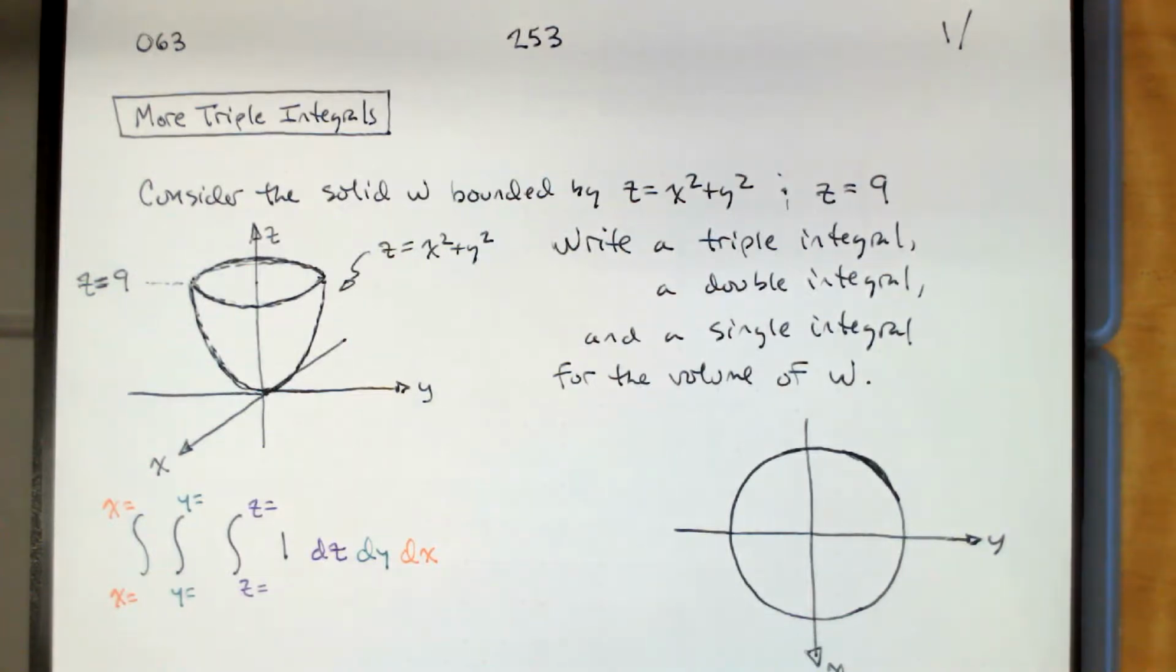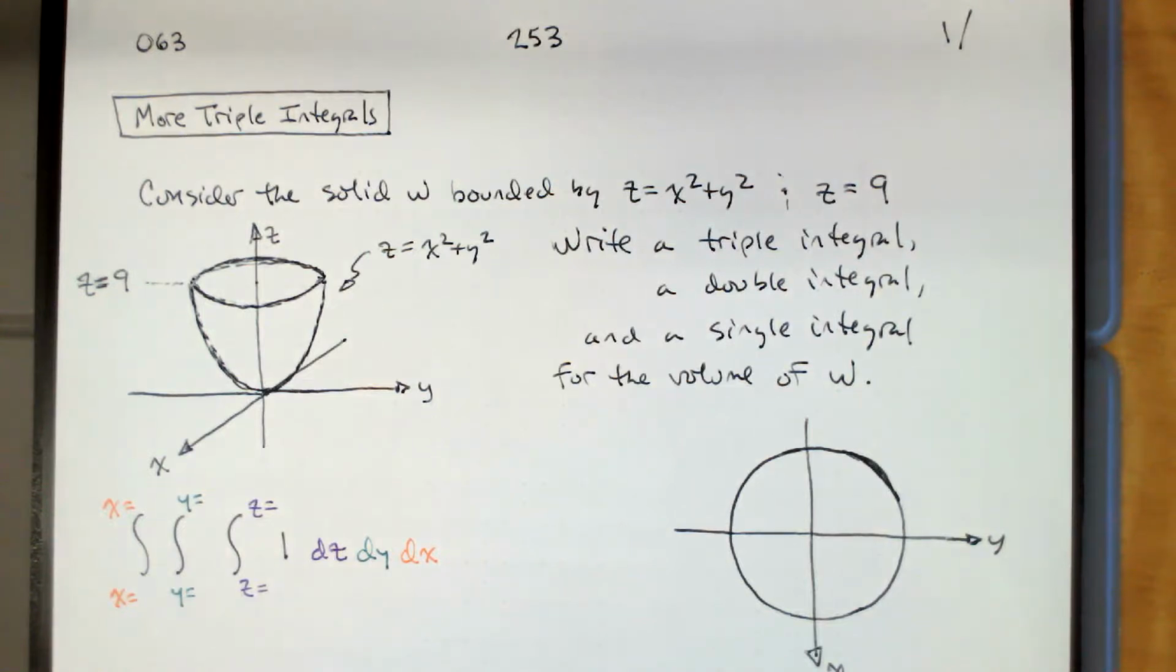So let's take a look at the integrals that we can write. Now, I've decided that I want to write this triple integral as dz, dy, dx. Another way we could go is dz, dx, dy. Those are the two most reasonable triple integrals that we can do, because the most complicated stuff is happening top to bottom. But we should be able to write any permutation of dz, dy, dx. Let's start with dz, dy, dx.